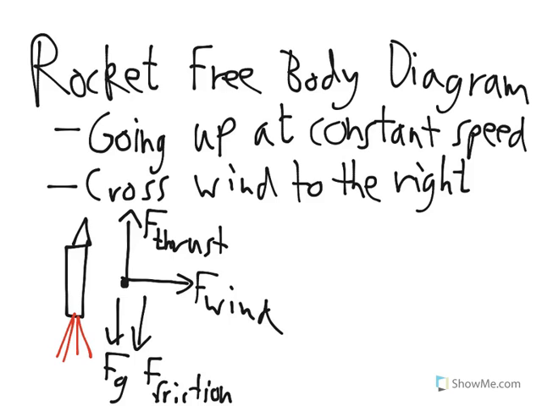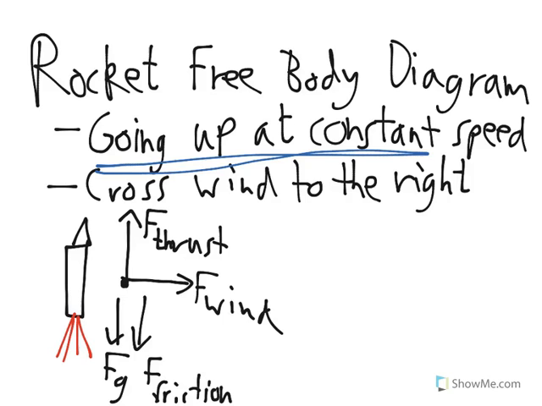Now we need to decide whether it's accelerating or not accelerating. We did say that it's going upward at a constant speed. So we know that the force of thrust must exactly cancel out with the force of gravity and the force of friction. However, that only talks about the upward speed. That doesn't mention any of the speed to the left or the right.